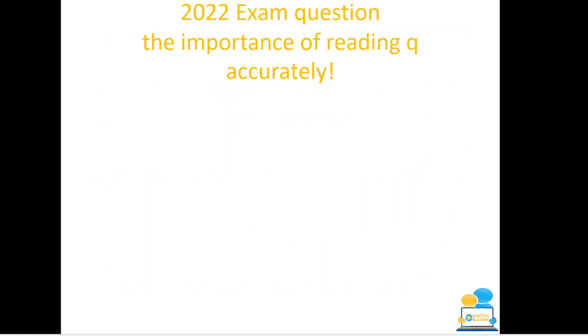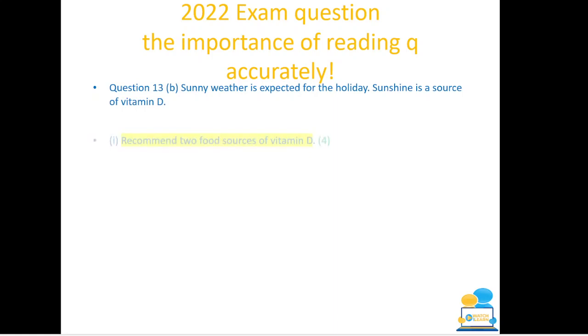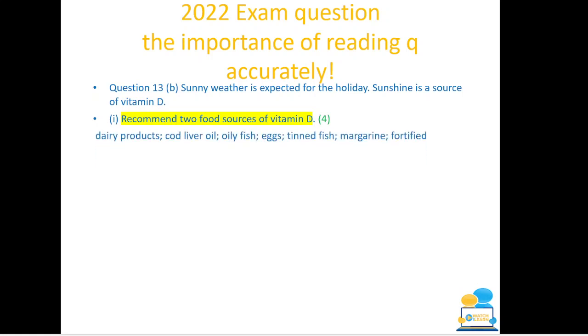So 2022, here's one which is very easily answered wrong, even though at first glance it looks like a super easy question, okay? But I have seen my own students even answer this incorrectly by accident. So the first thing here, question 13b, sunny weather is expected for the holidays. Sunshine is a source of vitamin D, okay?